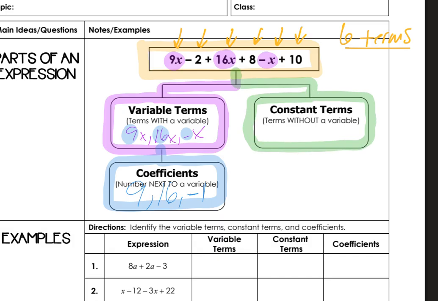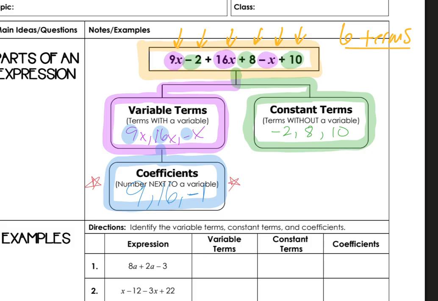Those are the terms without variables. Okay, so we have, hang on, forgot my highlighter, negative 2, 8, and 10. From the 6 terms, it just so happens half of them are variable terms, half of them are constant terms. And then within that are the coefficients.